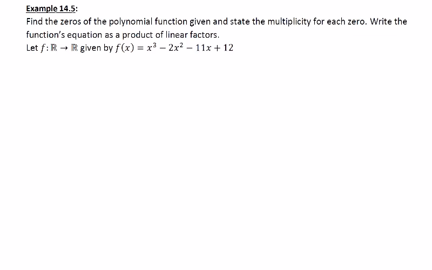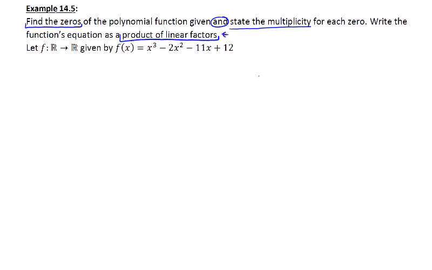Example 14.5 says find the zeros of the polynomial function given and state the multiplicity for each zero. Write the function's equation as a product of linear factors. So the phrase here, product of linear factors, is a new phrase, but it's actually something that we've done prior.